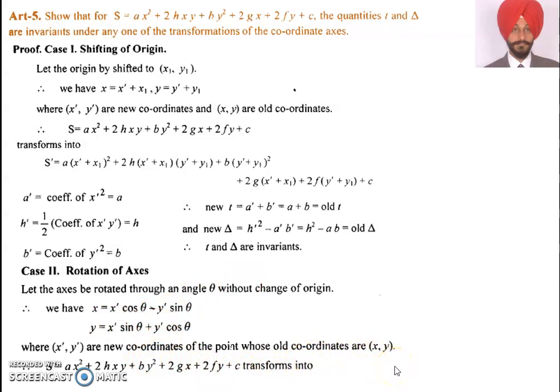So S is equal to ax square plus 2hxy plus by square plus 2gx plus 2fy plus c transforms into, students, here we put x is equal to x dash cos theta minus y dash sin theta, and y is equal to x dash sin theta plus y dash cos theta. When we substitute this, then again we see what is the coefficient of x square, what is the coefficient of xy, what is the coefficient of y square, and we write a dash, b dash and h dash.